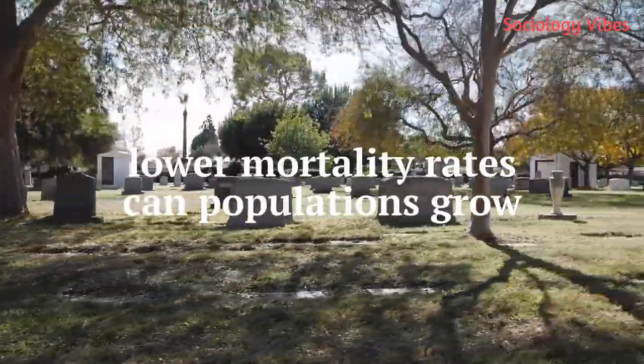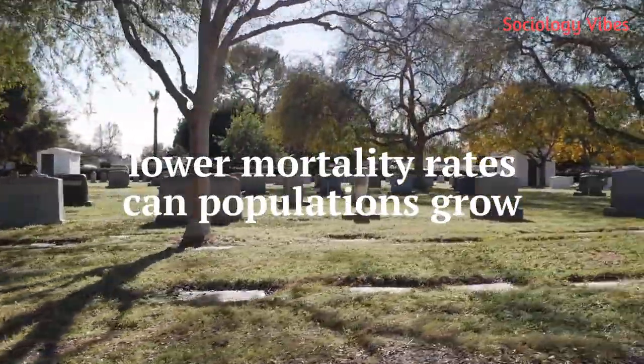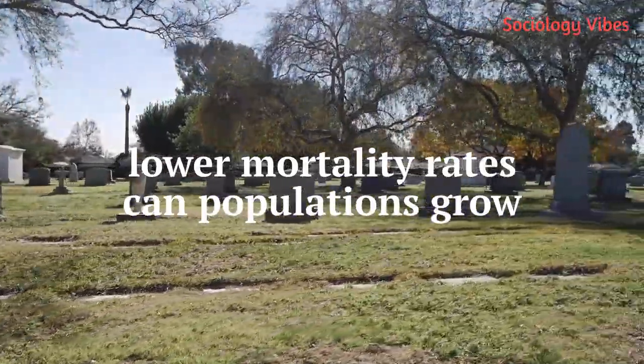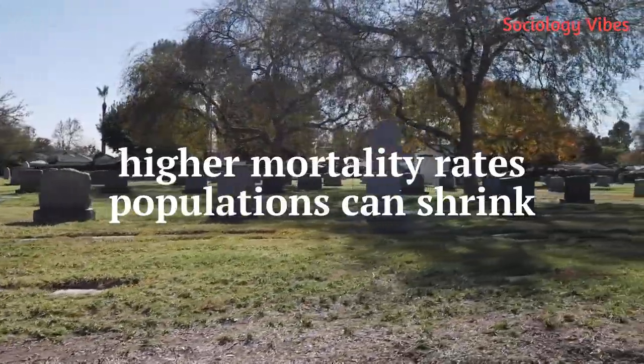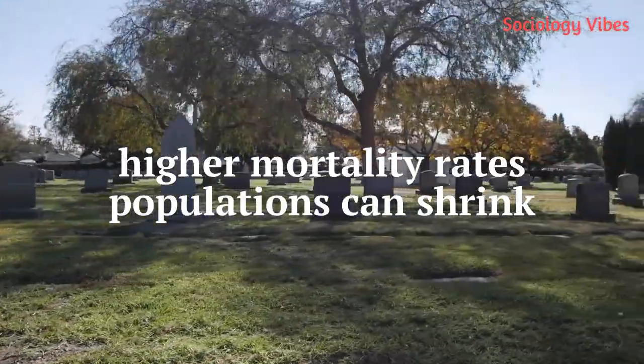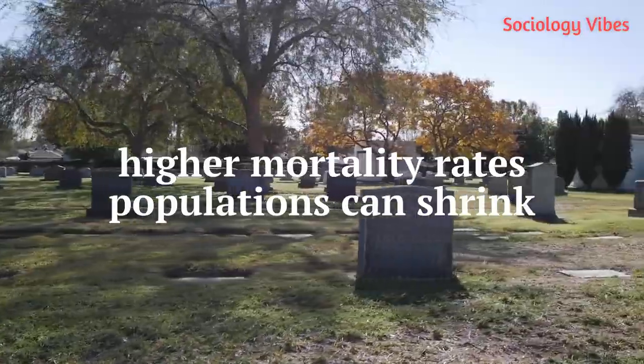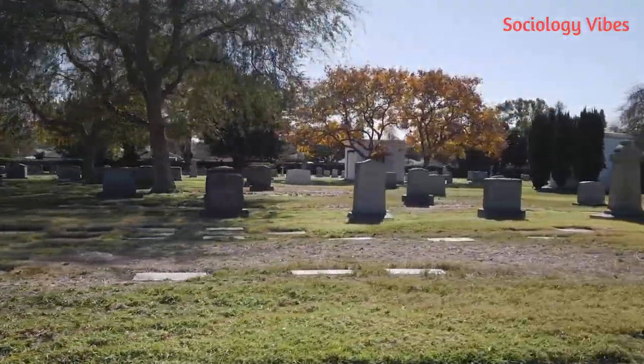Mortality looks at death rates, or how many people die each year and from what causes. When death rates fall due to better healthcare, nutrition, and safety, populations tend to grow. But high mortality, especially from disease, war, or poverty, can slow or reverse population growth.